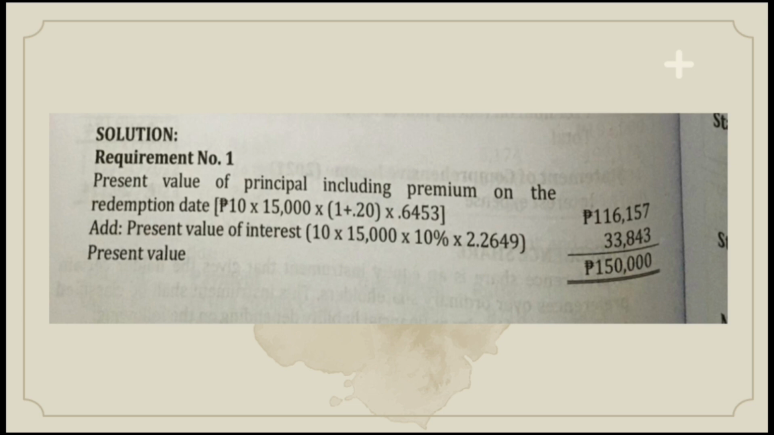And then we add the present value of interest, which we get by multiplying 15,000 times 10 times 10%, because they issued 15,000 10-peso, 10% redeemable preference shares, times the PV of OA1 of 2.2649. So we have a present value of interest of 33,843. So we have a total present value of 150,000 pesos.